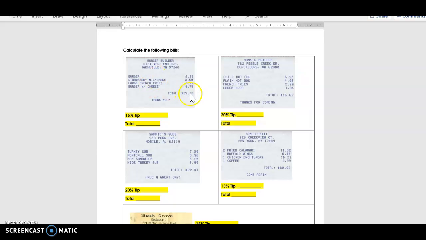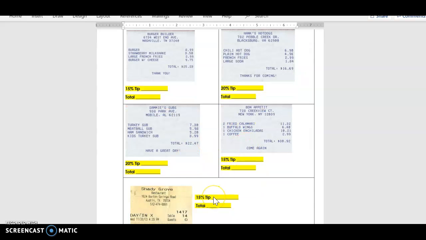So when you look at the examples down below, that's your task, is to calculate: here's your total bill, find your 15%. So again, round your number. This would be $25 even. Move your decimal over, divide by 2, add it to that answer. That is your tip. Add it on to your total for your actual total bill. And then same for the rest of them. You have a 20%, 20%, 15, and 15%.